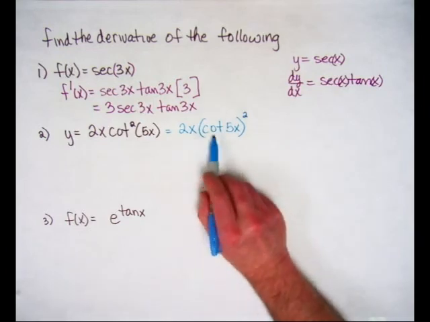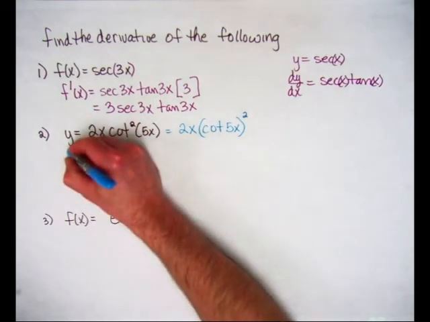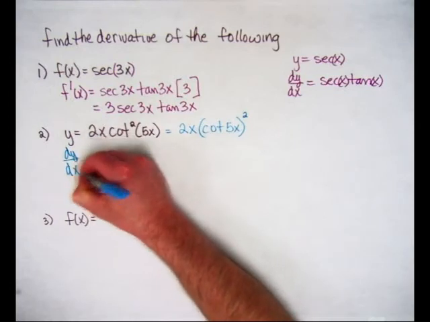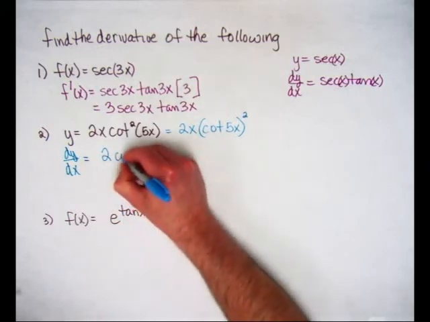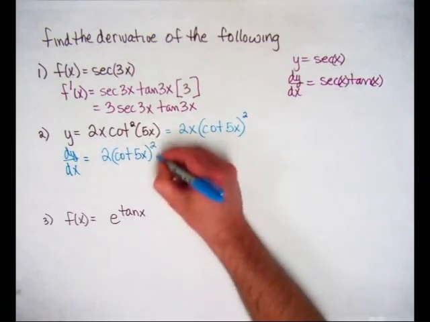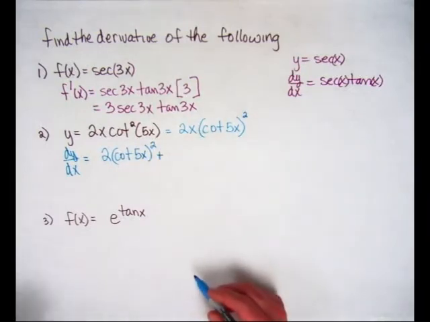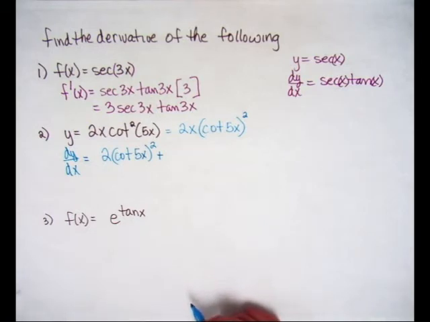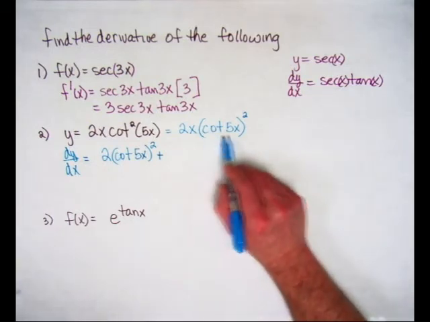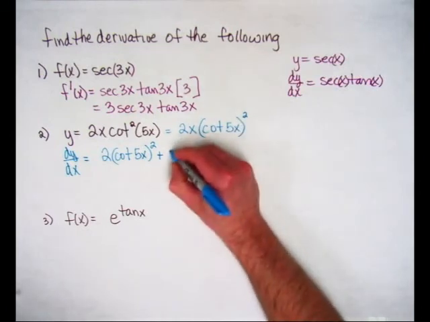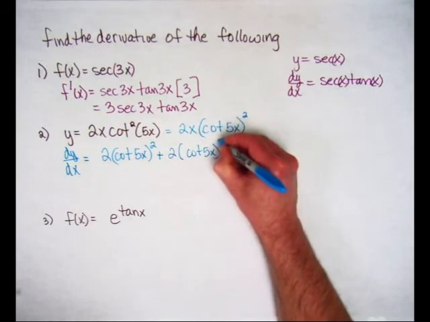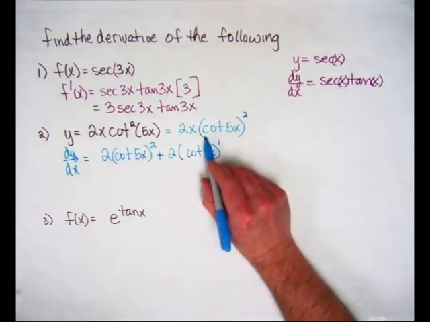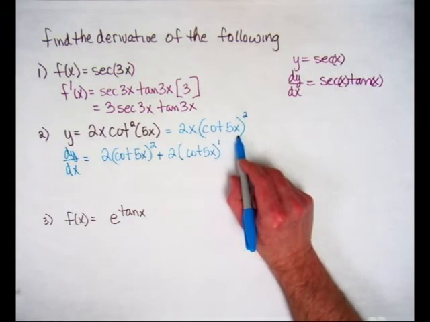So what we have here is a function times a function, so we're going to have to use the product rule. So dy/dx would equal, the derivative of 2x would just be 2. That would get multiplied by cotan 5x all squared, plus, and now we've got to take the derivative of cotan 5x all squared. So what dominates here is we have a power. So we're going to go 2 times cotan 5x all to the 1. Then we have to move inside the bracket and take the derivative of cotan 5x.